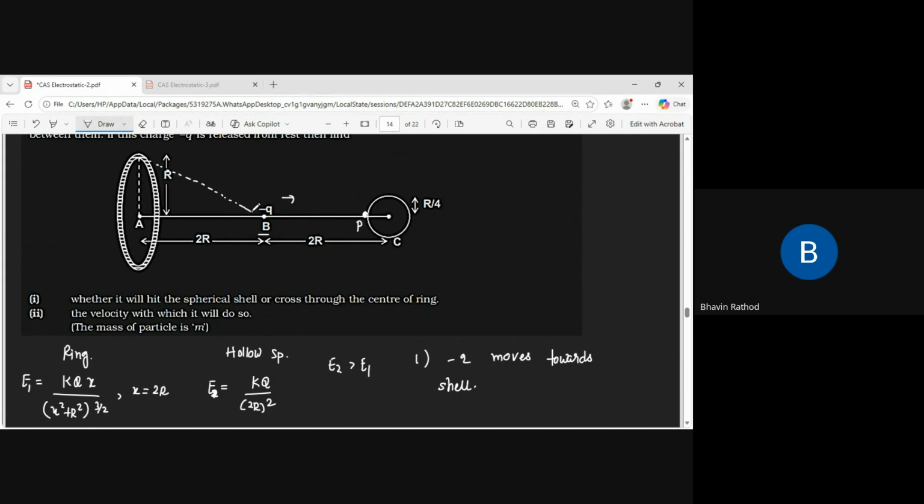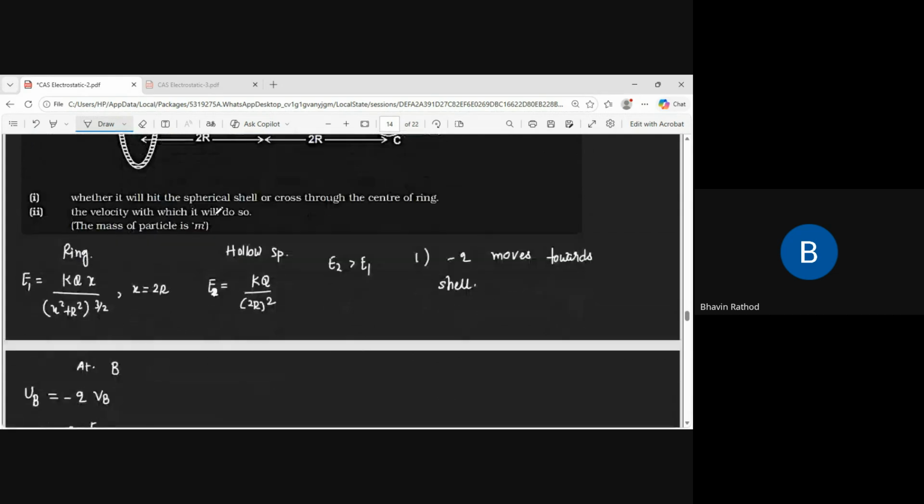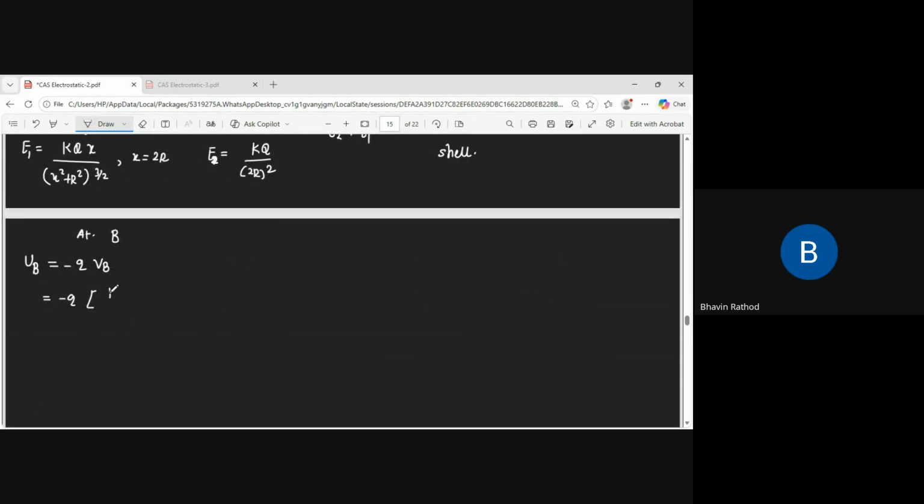So if I call this distance as R, R we can easily find out. Then it is going to be KQ by R. So because of the ring, it is KQ by R, and because of the shell, it is KQ by 2R. So that's the potential energy at point P. Clearly at this point, the point charge is stationary, so its kinetic energy is 0.